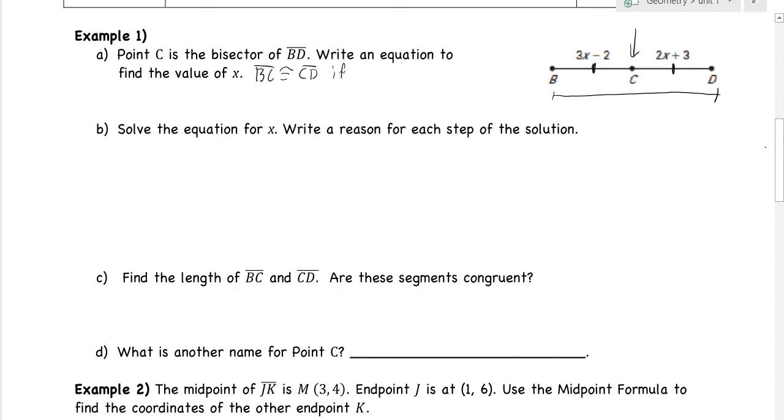So, looking at our five things, what is dividing our segment into... Nope. It's the bisector. We already know it's the bisector. What is it? It's a point. So if a point, we're given that it's the segment bisector, is a segment bisector, abbreviated to seg-bis, then it divides a segment into two congruent segments.